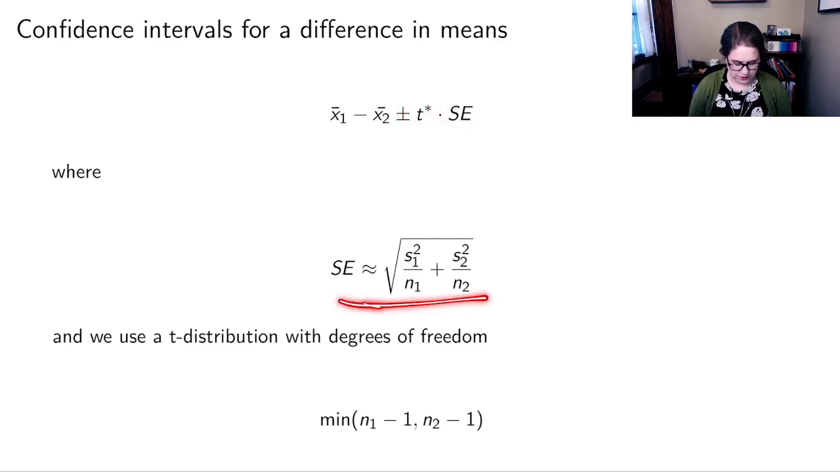Here's our formula for the standard error, where we're going to take the standard deviation of the first group and square it over the sample size of the first group, plus the standard deviation of the second group squared, and we're going to put that over the sample size of the second group, and then we're going to take the square root of the whole thing. And again, we're going to use the t-distribution with the degrees of freedom, the minimum of these two numbers, the degrees of freedom for the first group and the degrees of freedom for the second group.